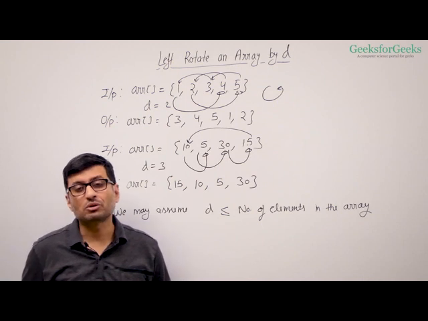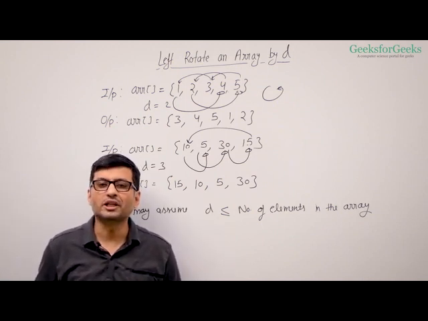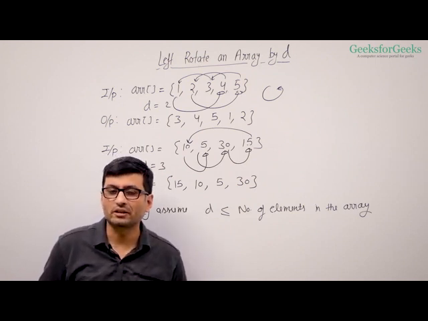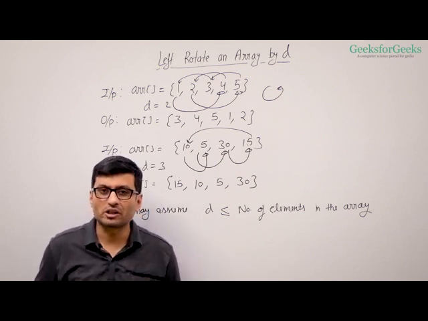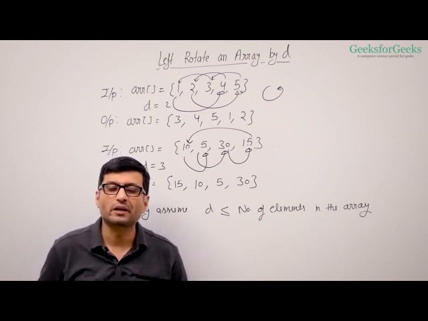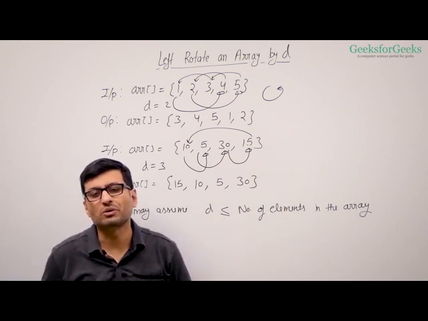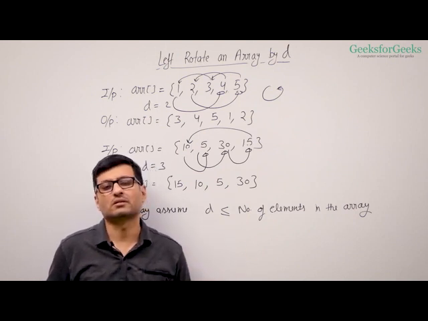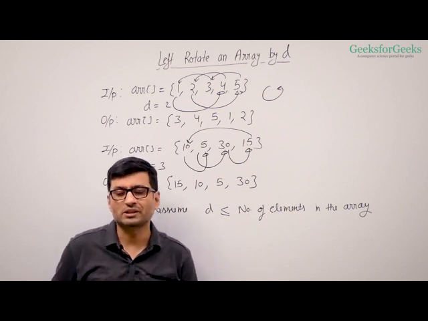We are going to talk about 3 different solutions. The first solution is going to be theta n into d. Then we are going to talk about a solution which is theta n but requires theta d extra space. Then we are going to talk about a third solution which is theta n and requires theta 1 extra space. In all the solutions, we may assume that d is smaller than or equal to the number of elements in the array.